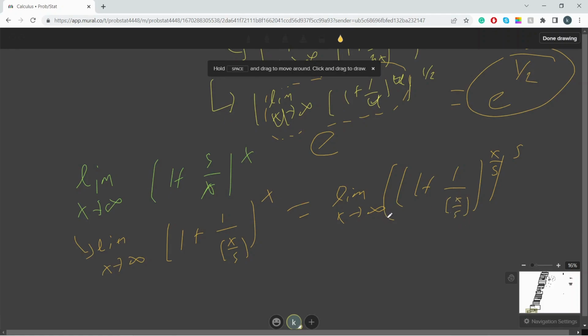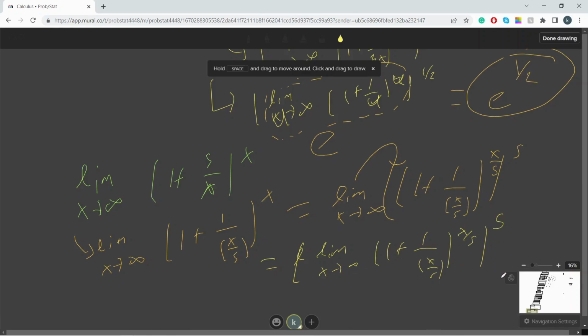And now we have a composition of functions. Because you have this quantity raised to the 5th, and then you have the 1 plus 1 over x over 5, that whole quantity raised to the x over 5 as the inside function. So you have the inner and outer functions as discussed in the previous problem. So we can bring the limit inside. It's going to be as such: the limit as x approaches infinity of (1 plus 1 over x over 5) raised to the x over 5, and the whole thing is raised to the 5th.